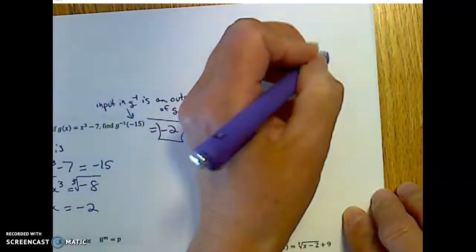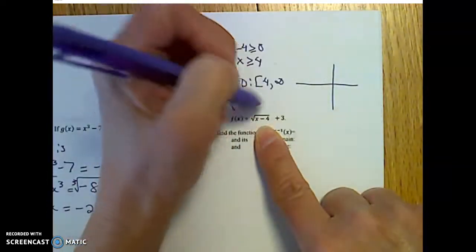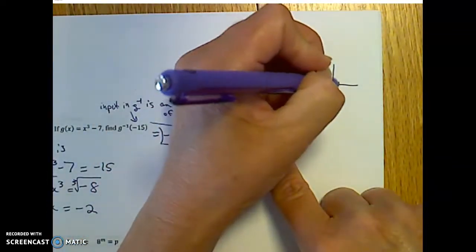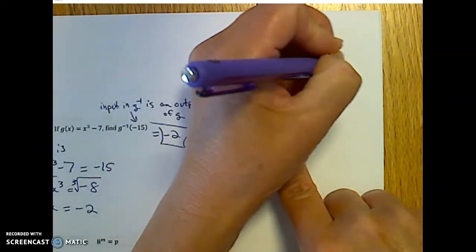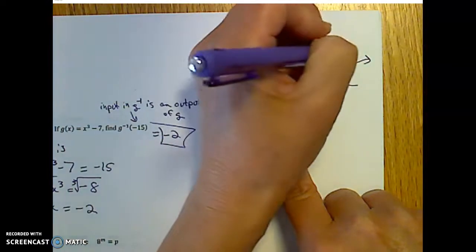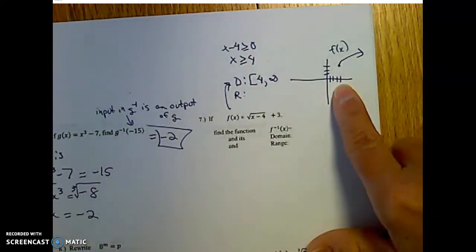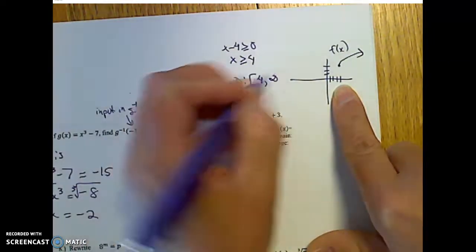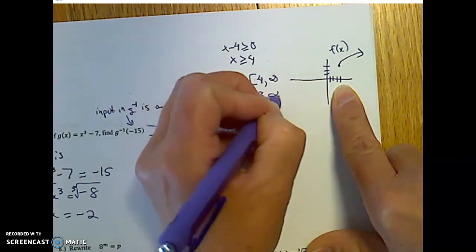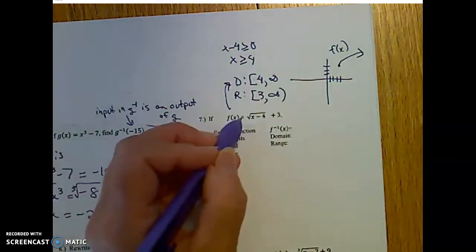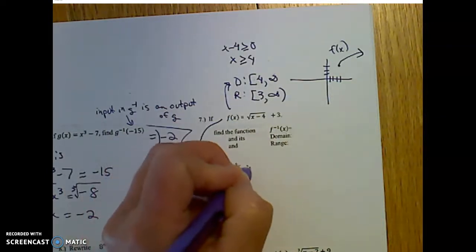infinity. If I refresh my memory what that function looks like, it's a hook, it's a square root function shifted to the right 4, 1, 2, 3, 4, and up 3. So that's my original function, f of x. Alrighty, notice the domain that checks out is 4 to infinity. The range starts at 3 and goes up, so that's 3 to infinity. What's the inverse of this function? I'm going to find the inverse.